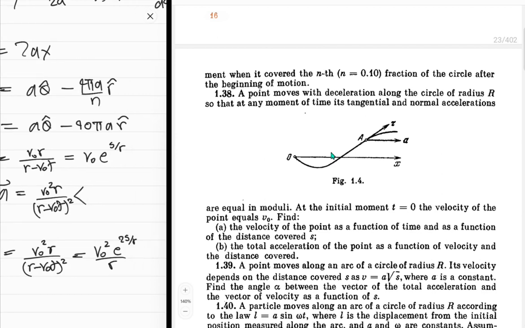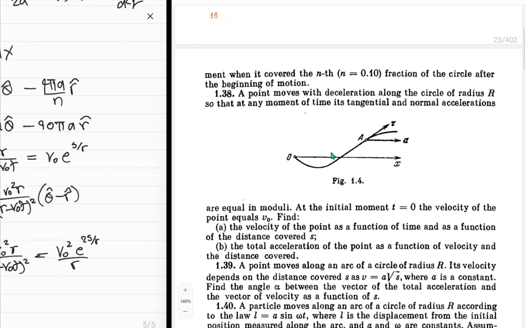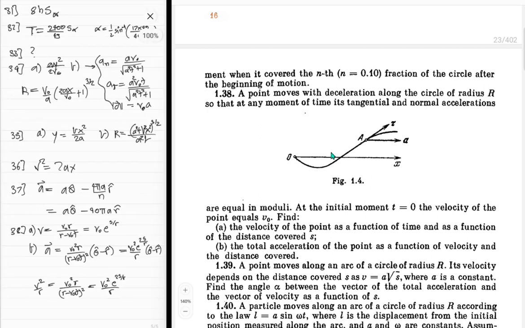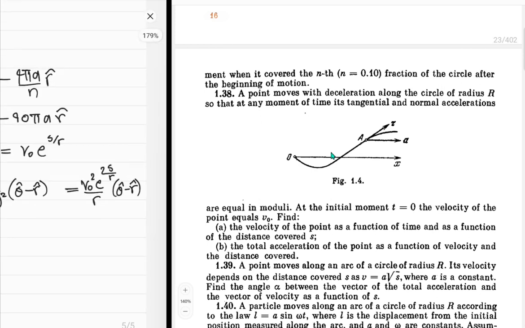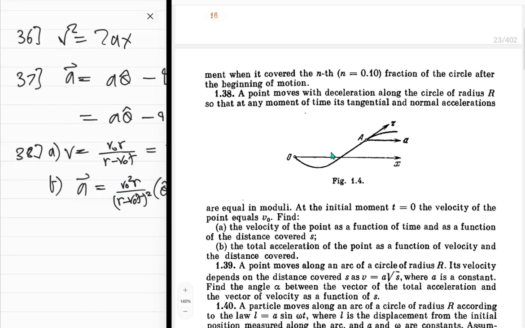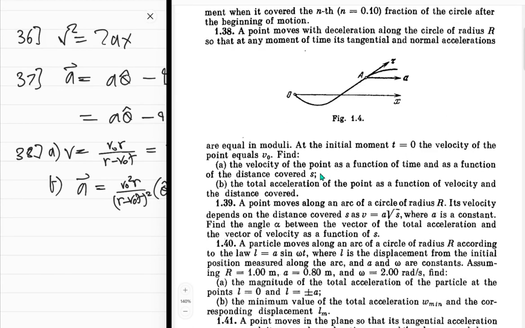First of all, we have this thing, v naught squared r upon r minus v naught t, squared, and then the vector. Not using coordinate representations, I'll just say this times theta hat minus r hat. That should do it. And it's also equal to v naught squared e to the power 2s upon r times the same thing, theta hat minus r hat. All right, cool. This is done. Wait a second. All right, b done. Let's go to problem 39.